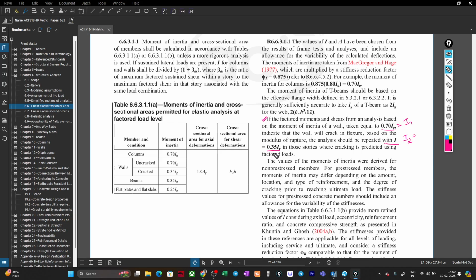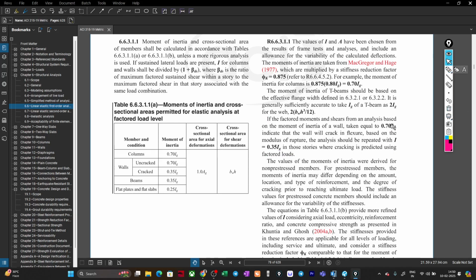Now, do we need to apply this 0.35 times Ig to the whole length of the wall, or the whole height of the wall? No, actually. If you see here, it says in those stories where cracking is predicted using the factored loads. So in those stories where the stress has crossed the modulus of rupture limit, only in those areas we need to apply the reduced moment of inertia of 0.35 times Ig and reanalyze the structure of the wall. Now let us see how we'll implement it in our software.